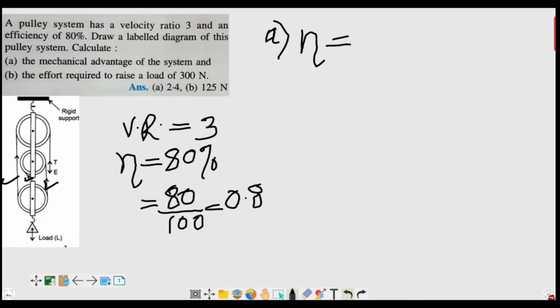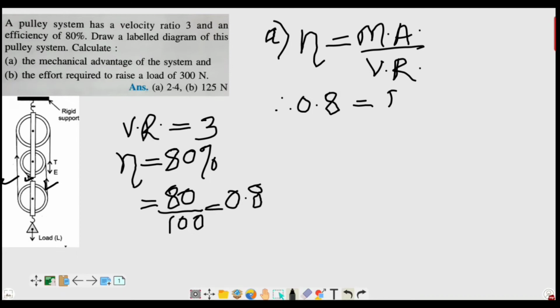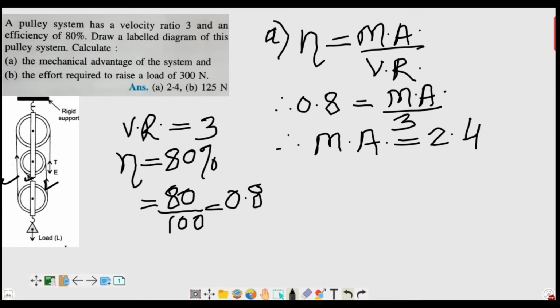You know that efficiency is MA upon VR. Here efficiency is 0.8. You are asked to calculate mechanical advantage. Velocity ratio is 3. So when you multiply 0.8 with 3, you will get 2.4. So your mechanical advantage is 2.4.